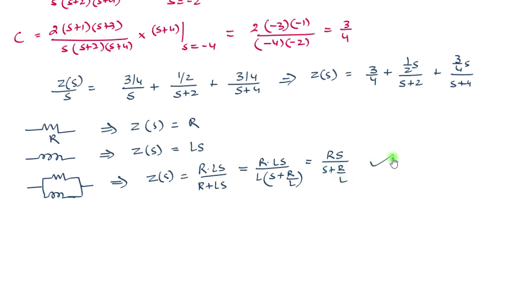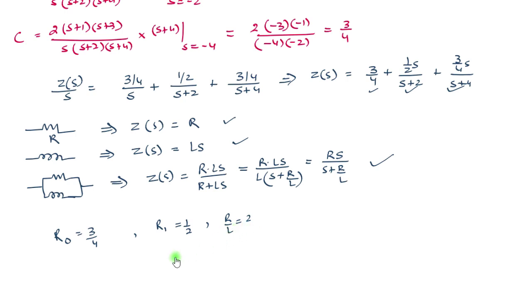Now comparing these network functions with them, I will get that this 3 by 4 resembles this network function. That means this 3 by 4 is nothing but the resistance. So I will write that R naught is equal to 3 by 4. Similarly, if I compare this, then this resembles this form. So from here I get that R1 equal to 1 by 2 and R by L equal to 2.